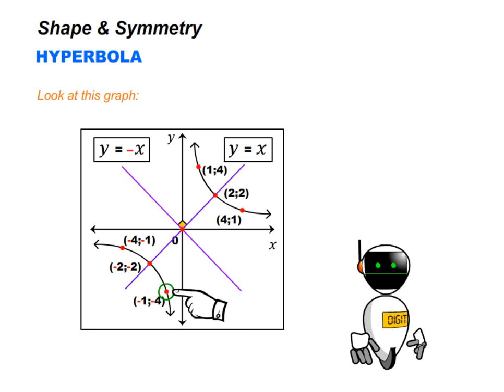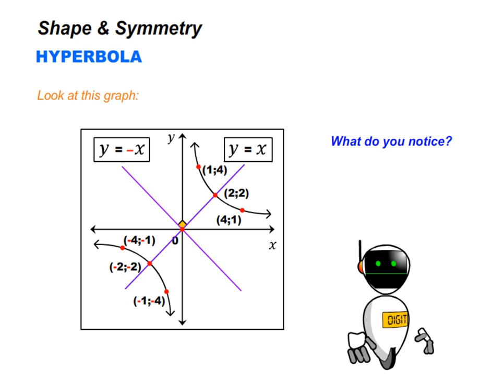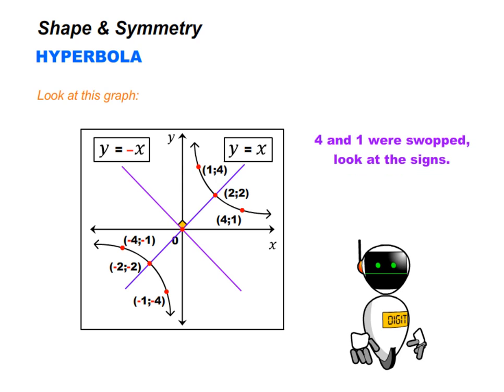Look at this point and this other point. What do you notice? 4 and 1 were swapped. I totally agree. 4 and 1 were swapped. Look at the signs. What can you tell me? After swapping 4 and 1, they changed both signs. Digit, I taught you well. The coordinates were swapped, then they changed both signs.